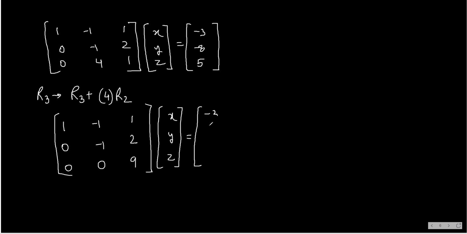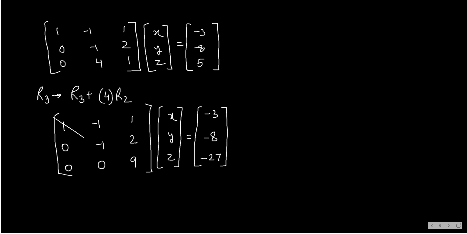Now here minus 3 and minus 8 will remain as they are. See, how does R3 change? R3 changes as 4 R2 is added. When you multiply 4 here, this is negative 32. That negative 32, when you add to 5, you get negative 27.